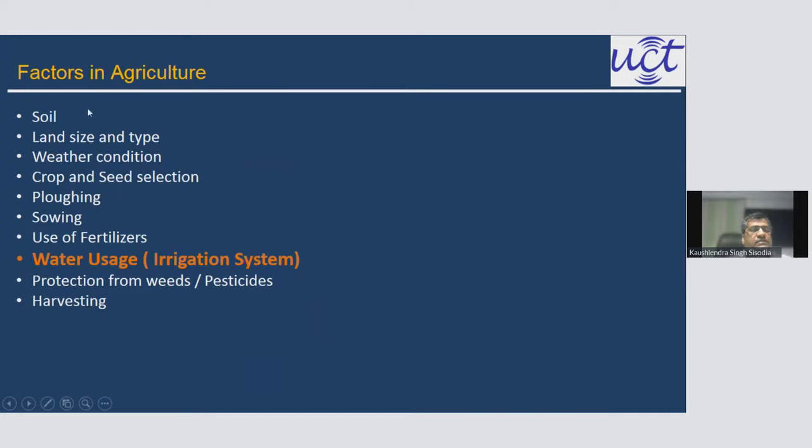These are the major factors, but for today's webinar we are mainly concerned with how to optimally use water and what kind of irrigation system we can use. If we talk about which part is using the most technology, that is the irrigation system. When we use an irrigation system, we can automate the process and use different kinds of technologies. So that is the one that we are going to discuss today.